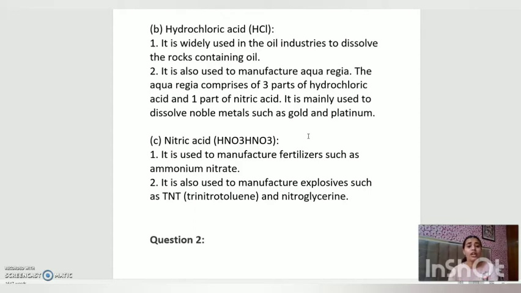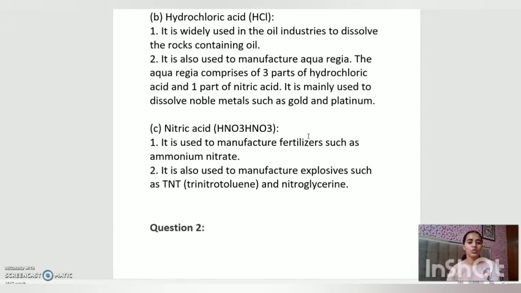The aqua regia comprises 3 parts of hydrochloric acid and 1 part of nitric acid. It is mainly used to dissolve noble metals such as gold and platinum. Right? If we talk about nitric acid, student, HNO3.